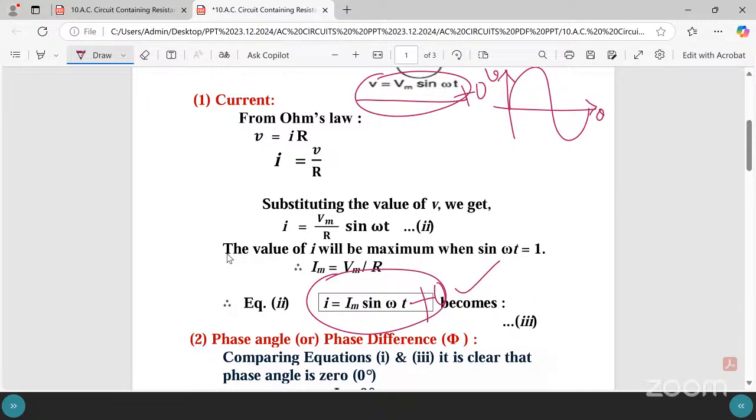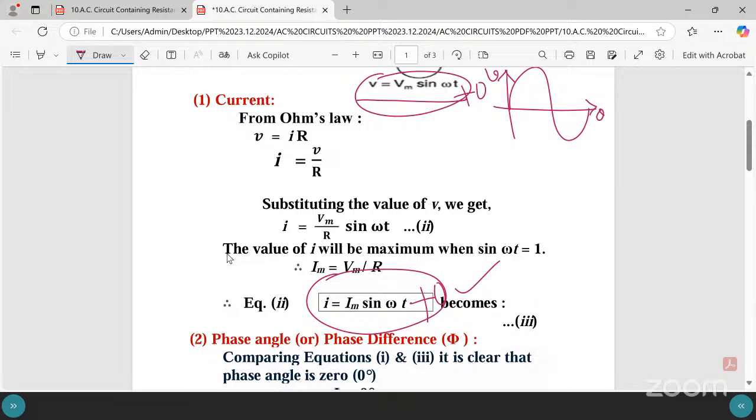I will ask you the question. What is the phase angle for pure resistance? 0. I will ask you another question. What is the current through the resistor in an AC circuit? What is the current for a pure resistor? I is equal to Im sin omega t. This is the answer you have to give.